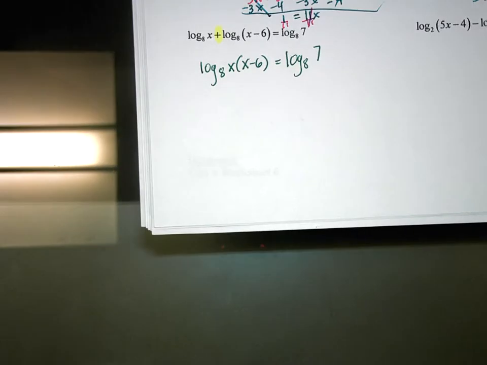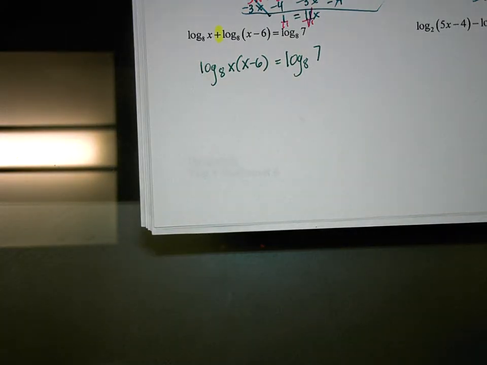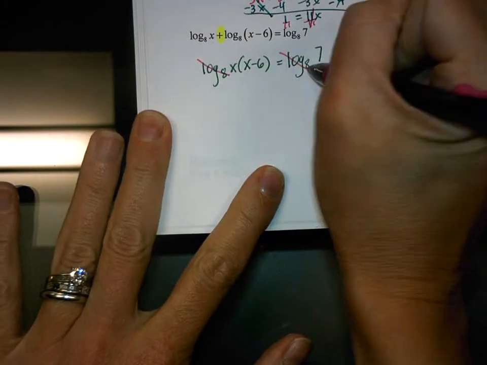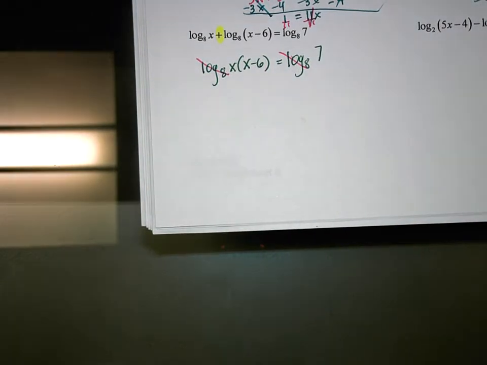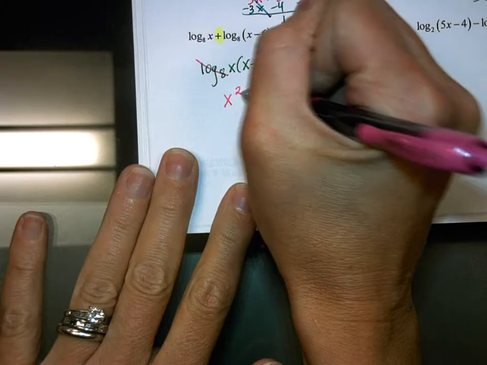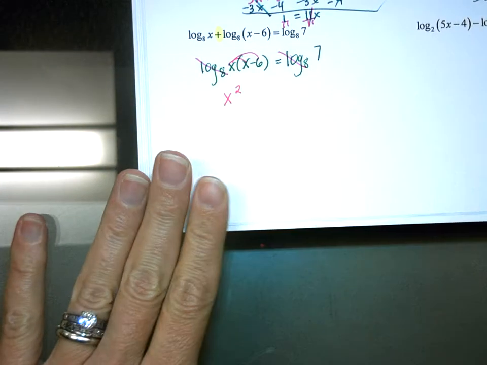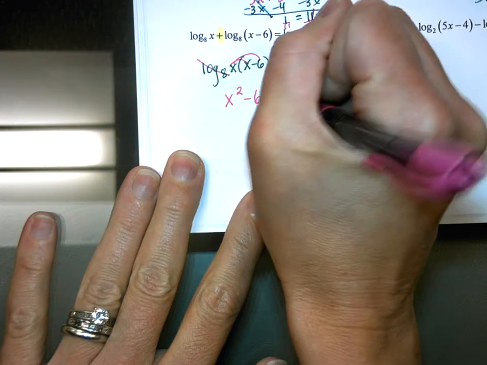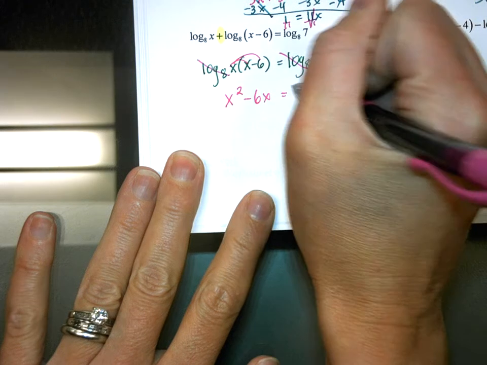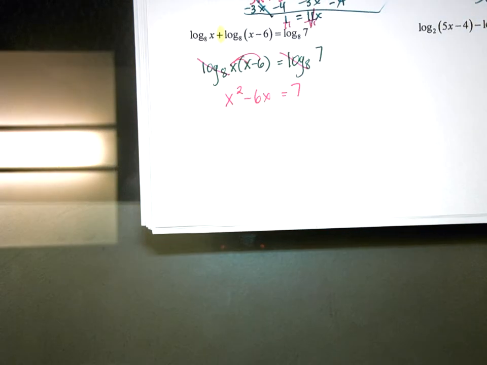Now that we've condensed, what can I do? Yeah, we will distribute the x, but before that, because we have a single log on both sides, we can cancel that out. Now, we're going to distribute. Are we okay with that? We get x times x, which is x squared, and then minus 6x, equals 7.